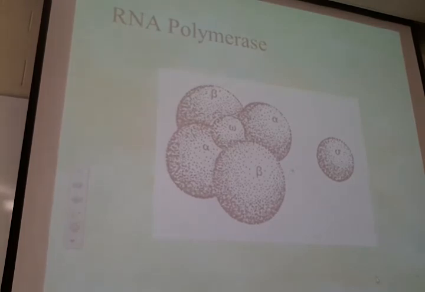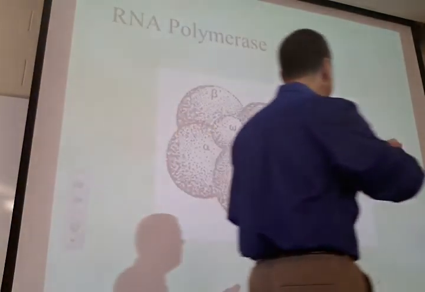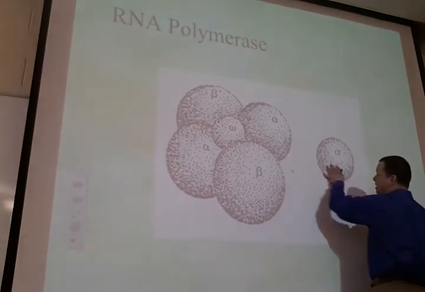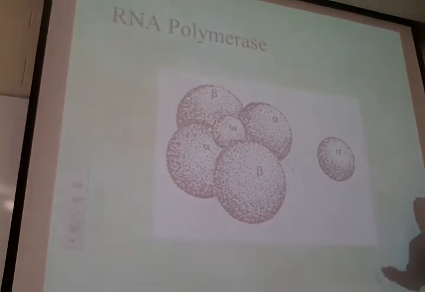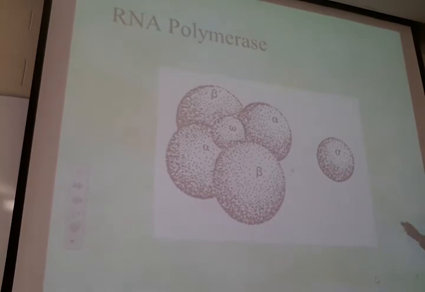And as you can see from this diagram, it has two alpha pieces, a beta piece, a beta prime piece, an omega piece, and a sigma piece. So the complete enzyme, usually referred to as the holoenzyme, is alpha 2, beta, beta prime, omega, sigma. But you can see that sigma, at least in this picture, is drawn off on the side, because as we'll see, sometimes sigma is attached and sometimes it's not.